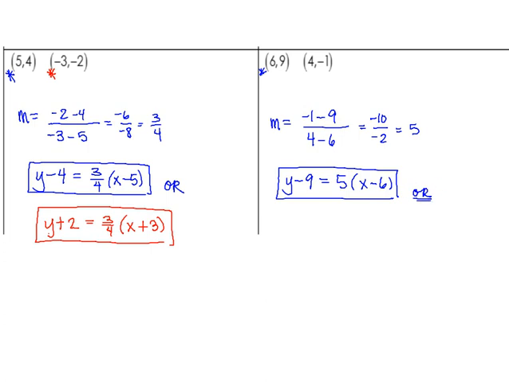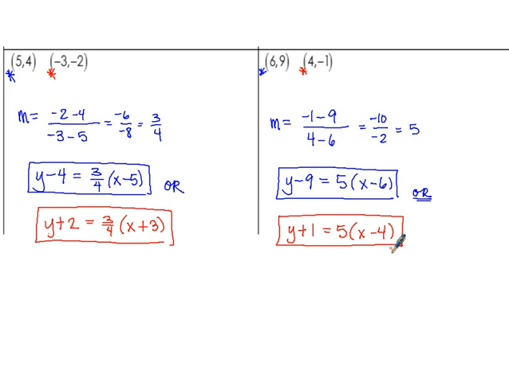And my second point slope equation with the second ordered pair, I'm looking at y plus 1 is equal to 5 times the quantity x minus 4. So make sure you leave any questions on your paper if you have found that this was difficult to do.